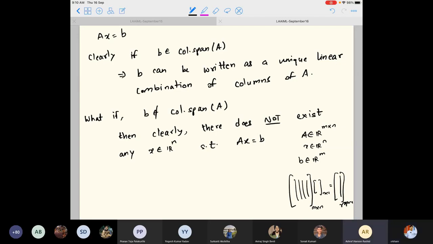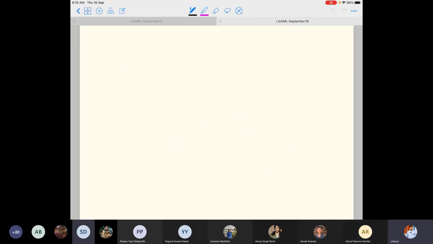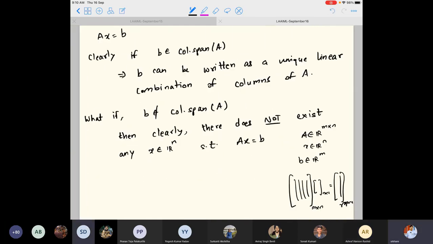Sir, we can find another vector b dash that could be somewhere near the column span of A, something like that. Okay. So something similar to that we will do. So what we can do? We could maybe change any one of the columns of A just by a little bit, not keeping it parallel, but just changing a little bit.